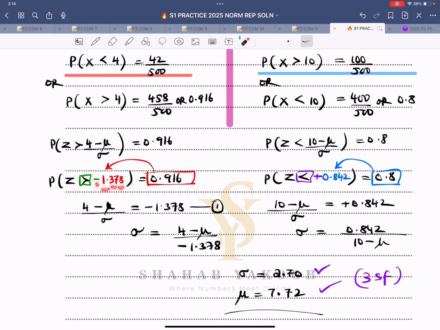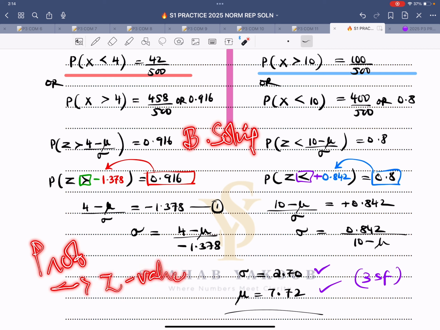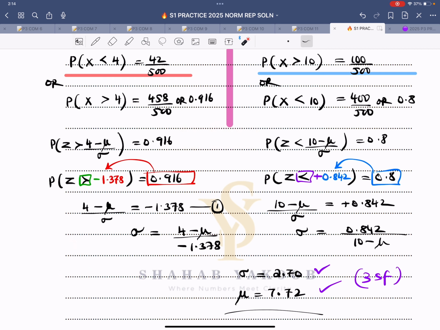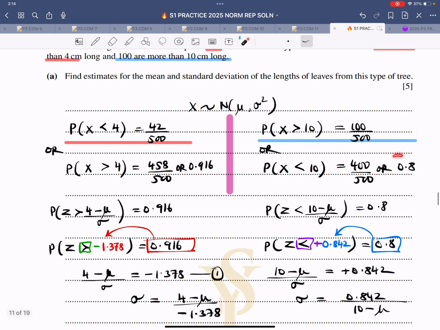1.378. Why is there a negative sign? Because of the rule for back solving, that is, using the probability to find the z value. We make sure that the probability is at least 0.5. And if z has a greater than sign, the z value is negative, my bad. So this z value is negative because of the greater than sign. Now over here we have 0.8, that is 0.800.